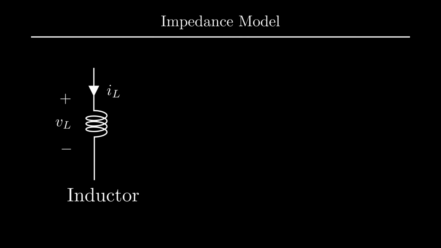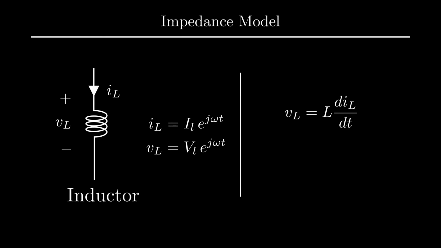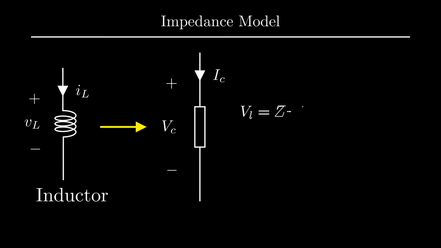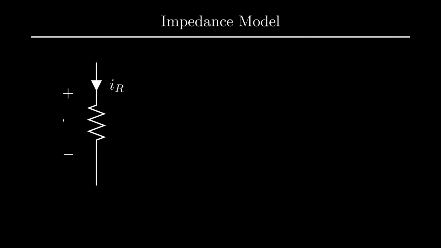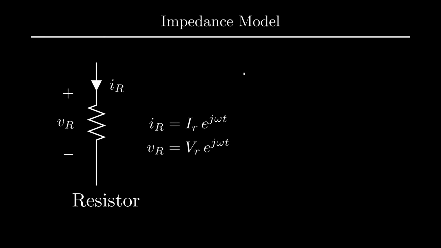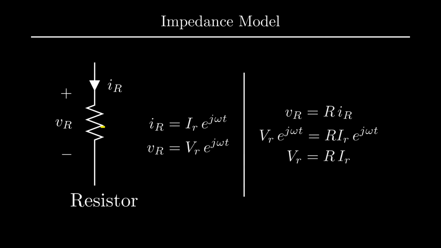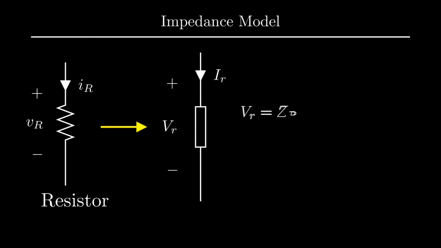Let's carry out the same thing for an inductor. The voltage across an inductor is equal to the rate of change of current passing through it. Doing the same, plugging in the complex numbers, we arrive at a similar relation, but the impedance value is given by j omega times the inductance. Carrying on the same thing for the resistor, we find the impedance of a resistor is the resistance itself.